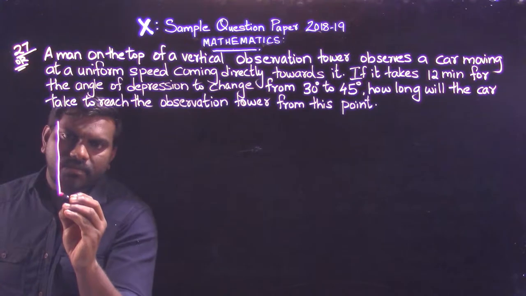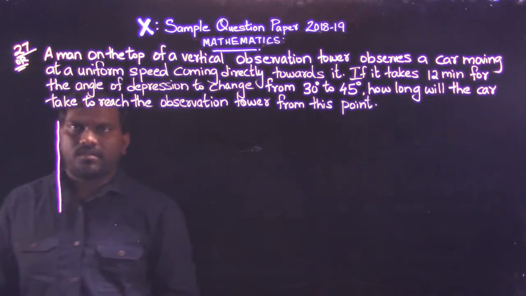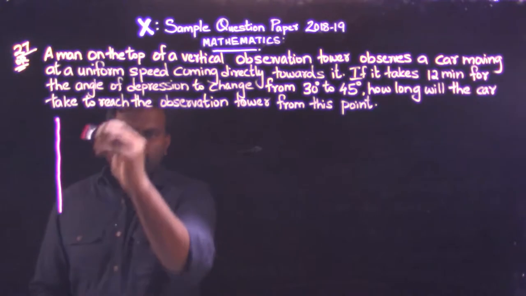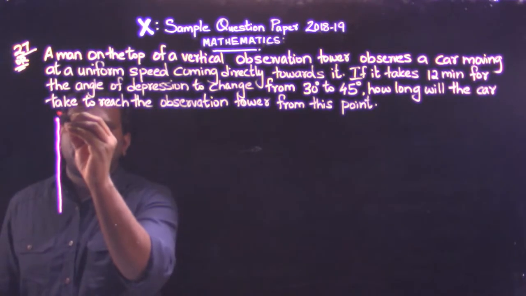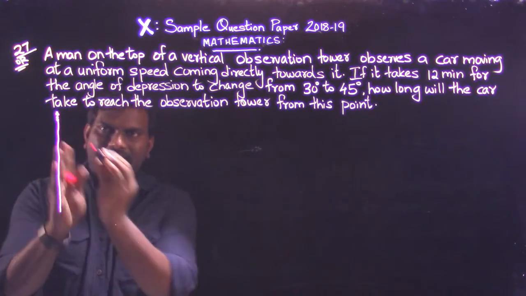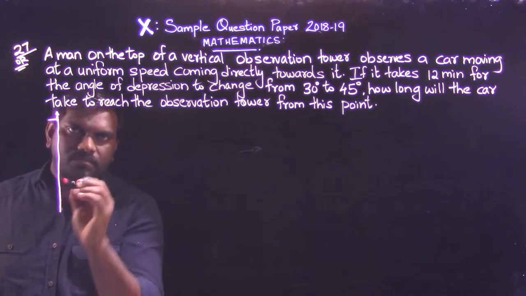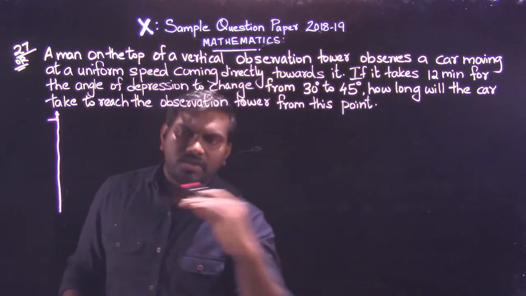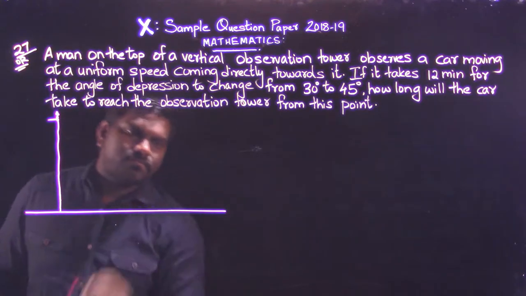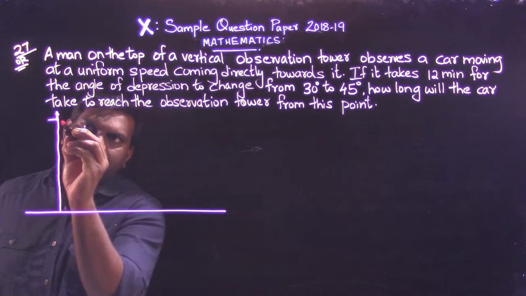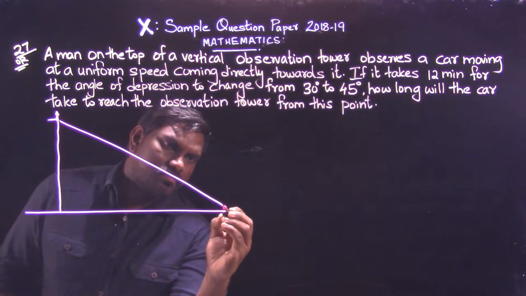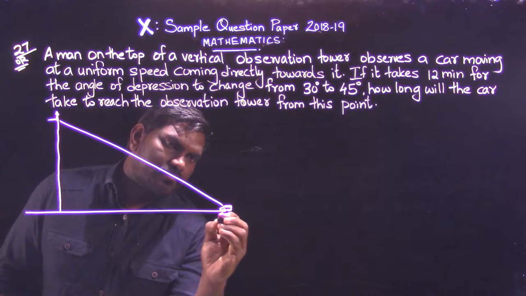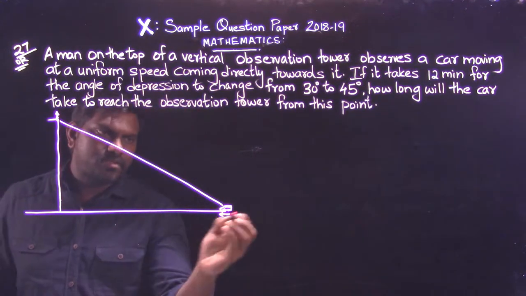So this is actually your tower. Now the man is at the top of a vertical tower, so the man is over here. I don't want to draw him because I don't want to waste too much time, otherwise I would have drawn all this. A small man is standing over there on the tower. Now he is observing a car which is moving uniformly and coming directly towards him. So this is the floor, and he sees a car moving from here, moving towards the tower. Fine, dear.